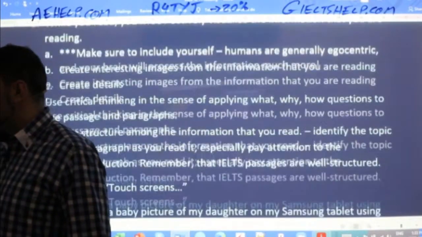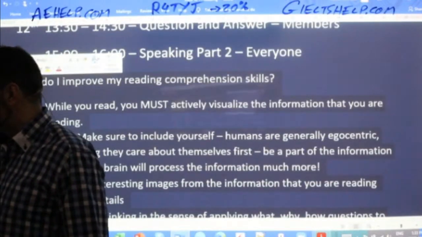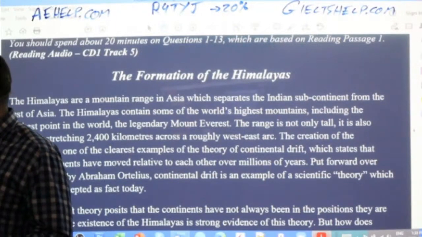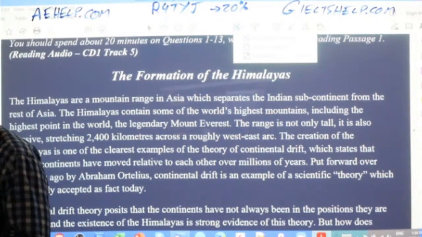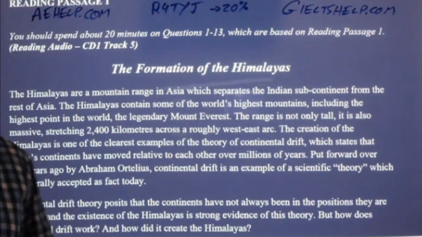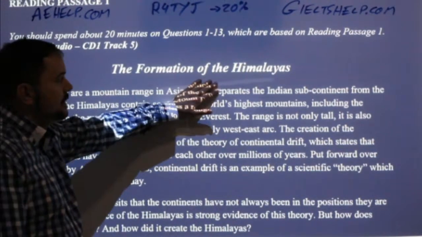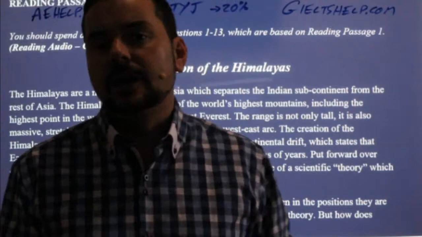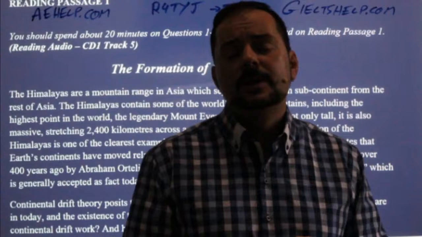Okay, so let me just get rid of this here from yesterday, and we'll look at our reading passage for the day. This is coming from our 9th exam that we'll be releasing in 2021. And here, the title of our reading is The Formation of the Himalayas. All right, so we're not worried about the questions right now. We're not worried about content right now. We're not worried so much about comprehension right now.